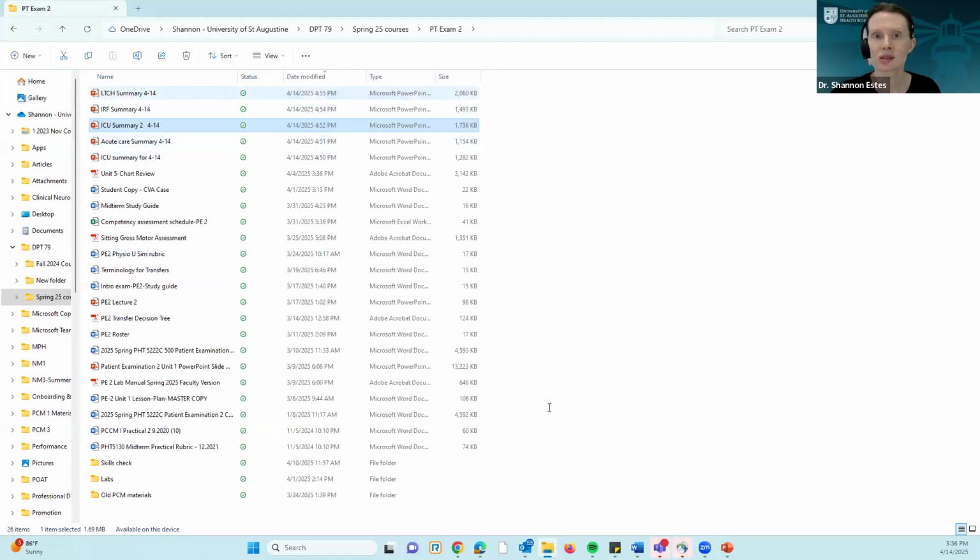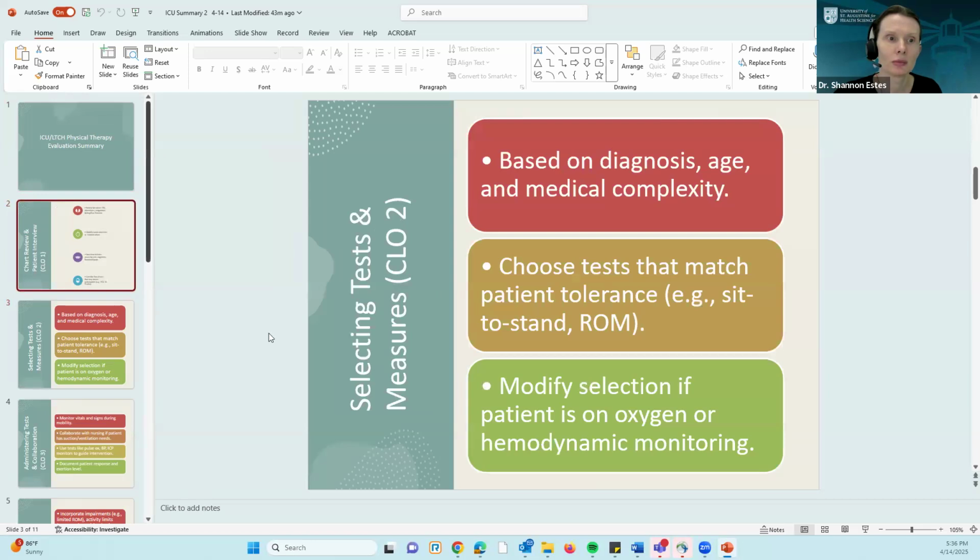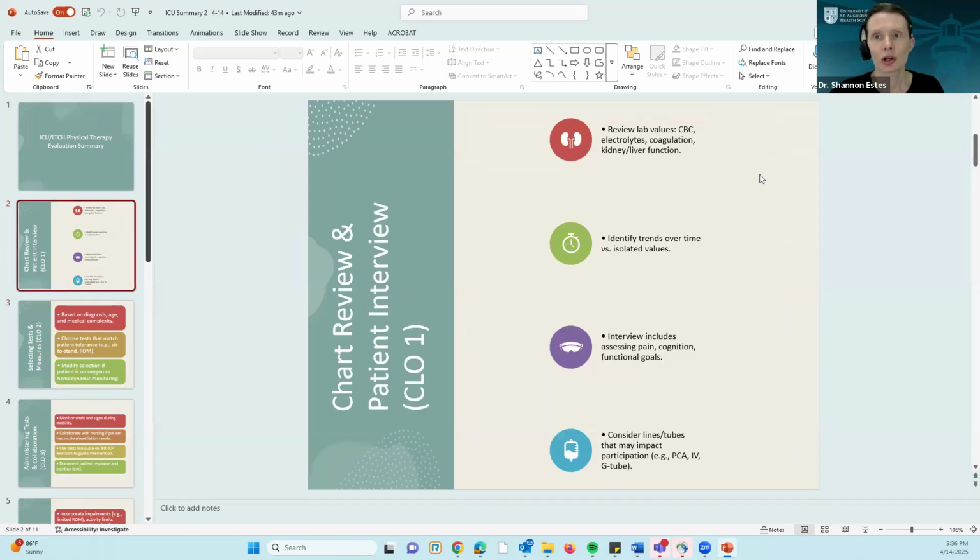Okay. So this one's kind of a continuation. Your chart review, this is just an example of some labs. So your CBC, electrolytes, coagulation, kidney, liver function, these are things that are going to impact your therapy session. If someone has a low hematocrit and hemoglobin especially, they might be on hold. They may not be able to be seen. You might learn of norms in your book and things like that.